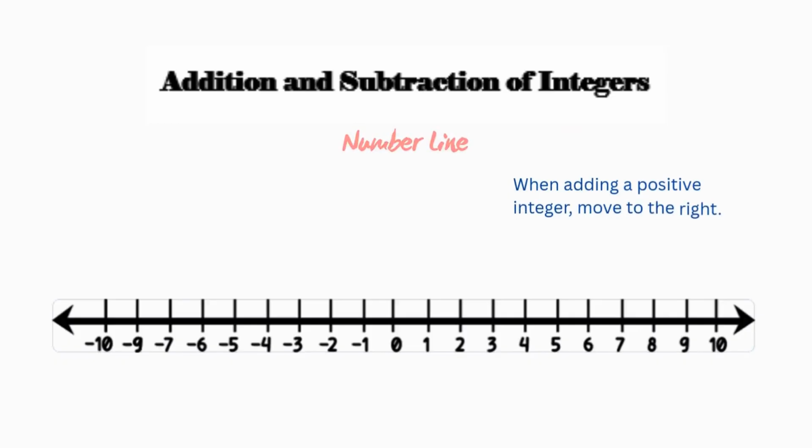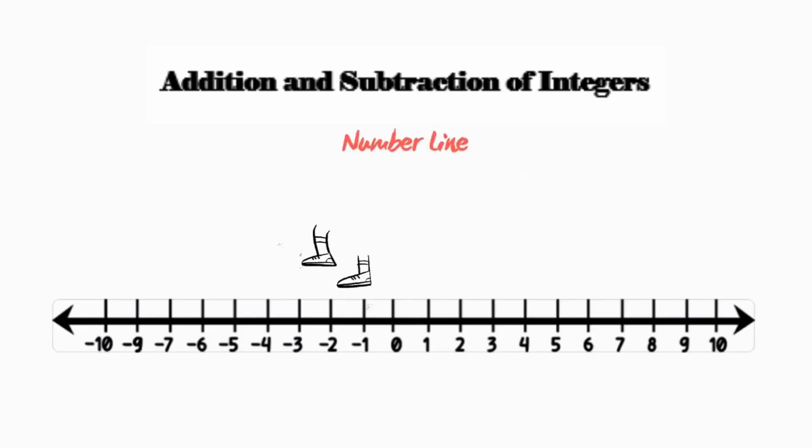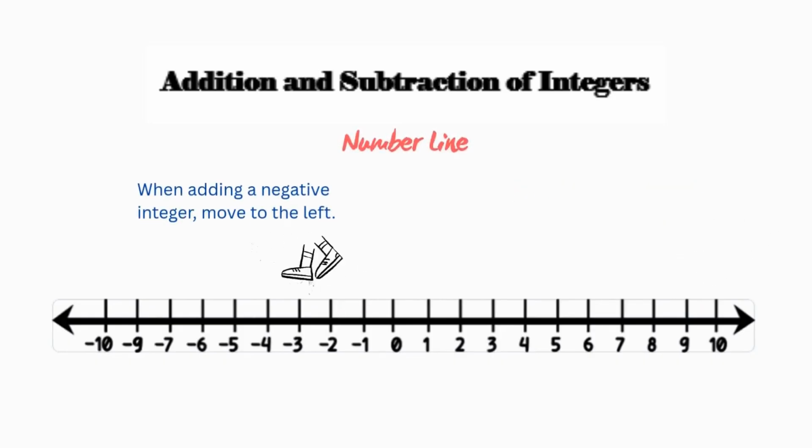When adding a positive integer, move to the right. When adding a negative integer, move to the left on the number line.